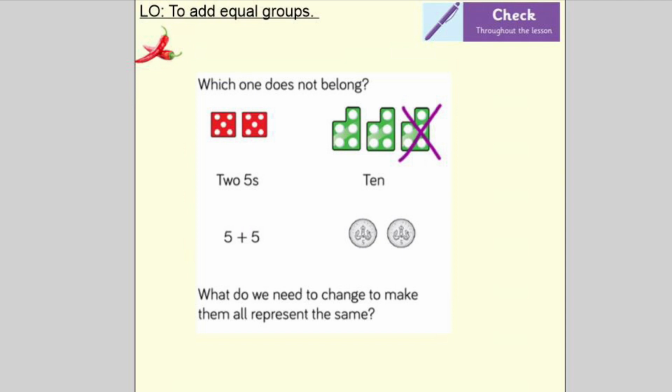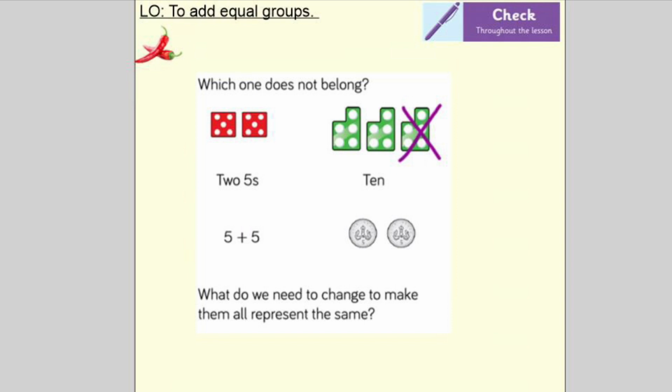So chili 2's pink for think, which one does not belong? You can see that all of these different representations are meant to show the number 10. So the red dice, you've got 5 on each. So 5 add 5, that shows 10. Underneath it says 2 fives. We know that 2 fives are 10. 5 add 5, we know that's 10. The number 10, obviously, is 10.